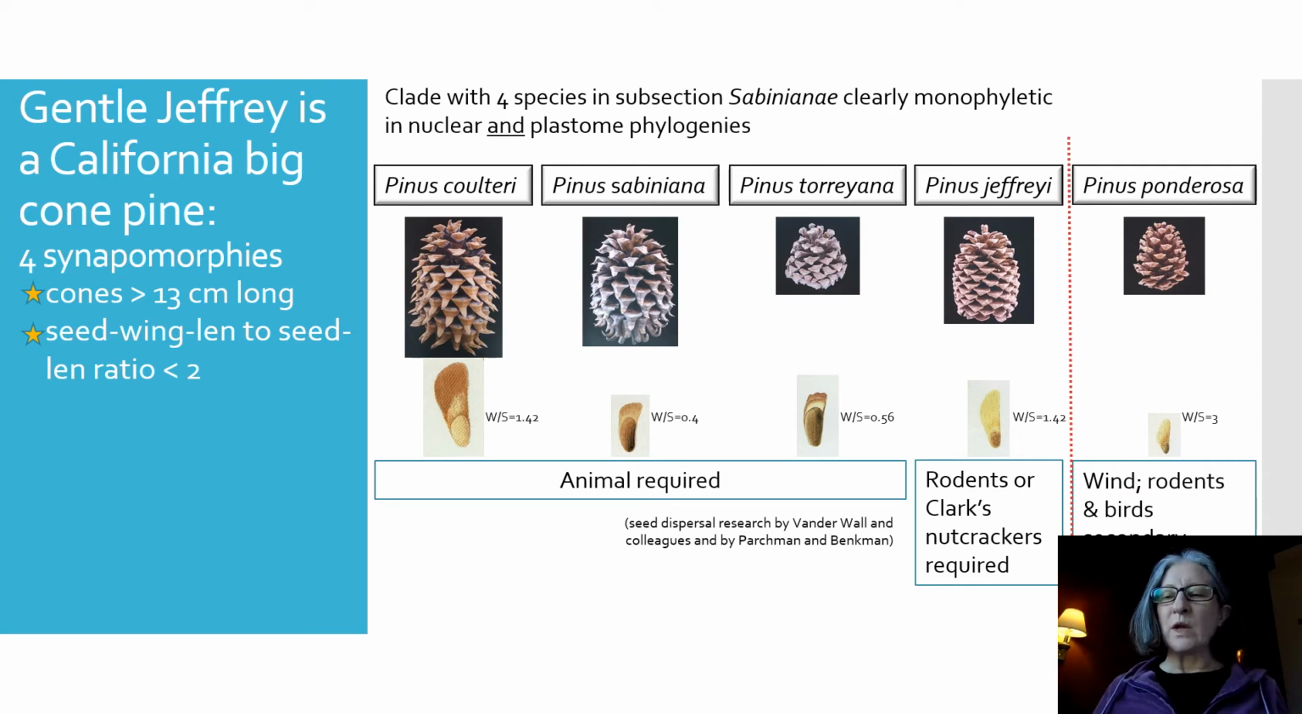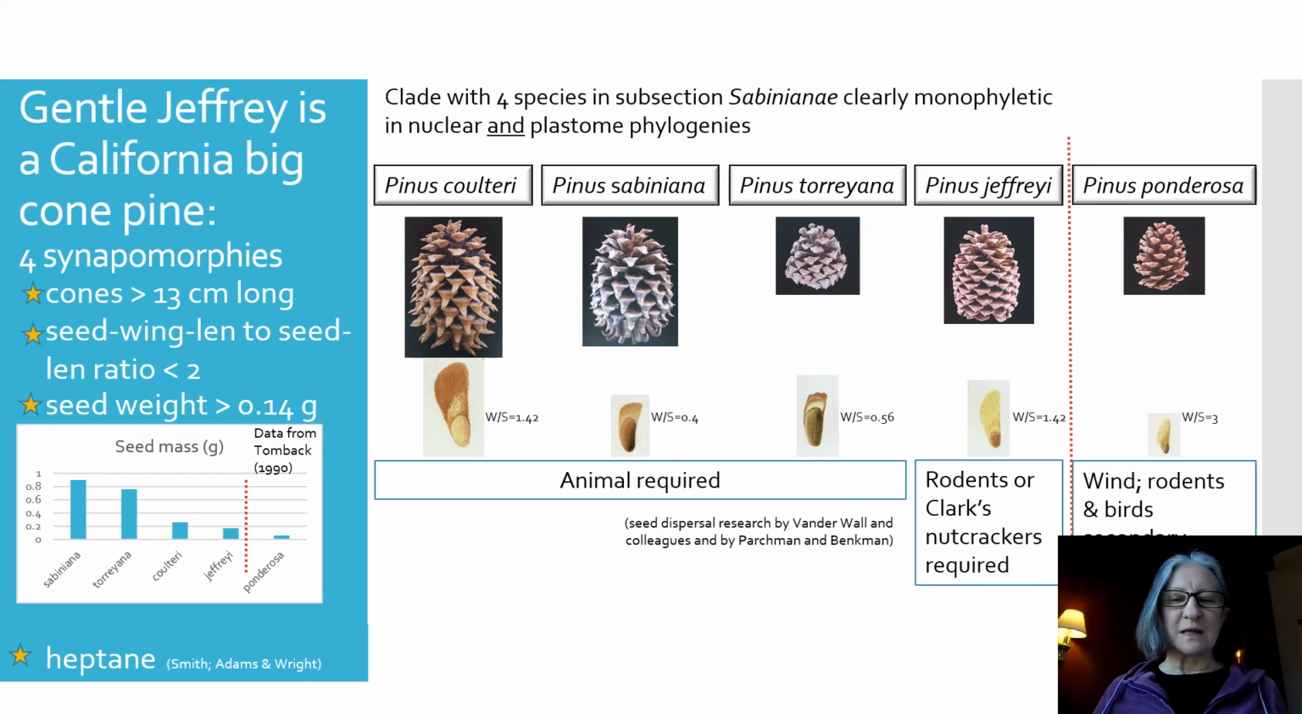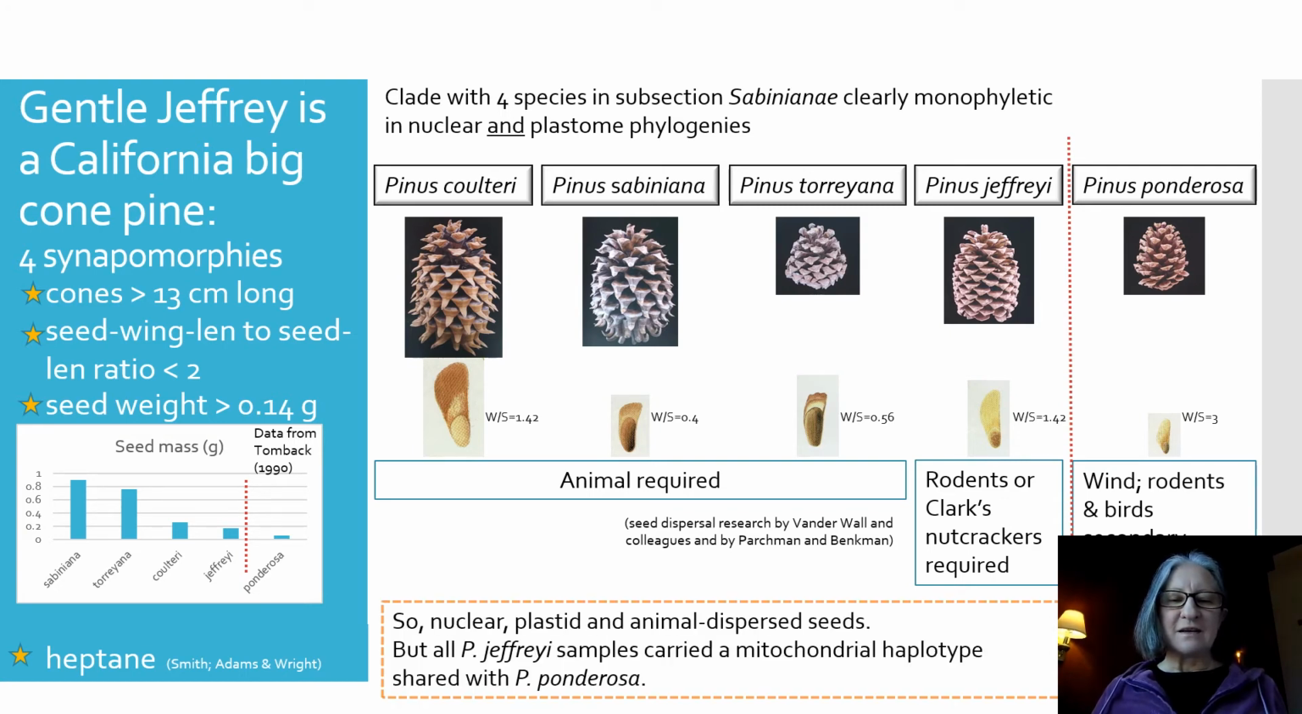In ponderosa pine, wind can still disperse those seeds very effectively, and rodents and birds are important for occasional long-distance dispersals. Also, Jeffrey pine and all the others have a heavier seed, greater than 0.14 grams, where that heavier seed probably helps attract animals as well as reduce effective wind pollination and dispersal. Wind dispersal. And of course, Jeffrey pine has heptane as a component in the monoterpene. So that makes the Jeffrey samples carrying mitochondrial haplotypes a very interesting question.